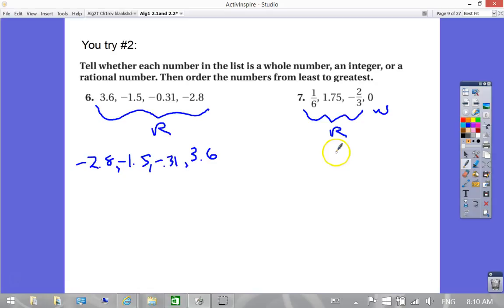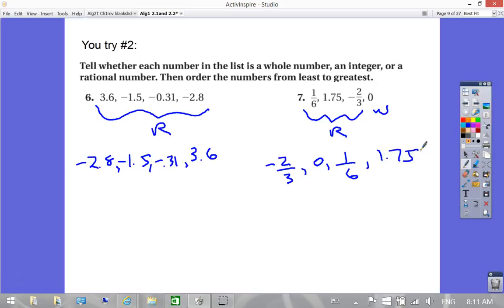How about this? The least of them is, there's only one negative, so it has to be that. What is it? 2/3. Then? Nope. 0. Right? And then what? 1/6 and 1.75.